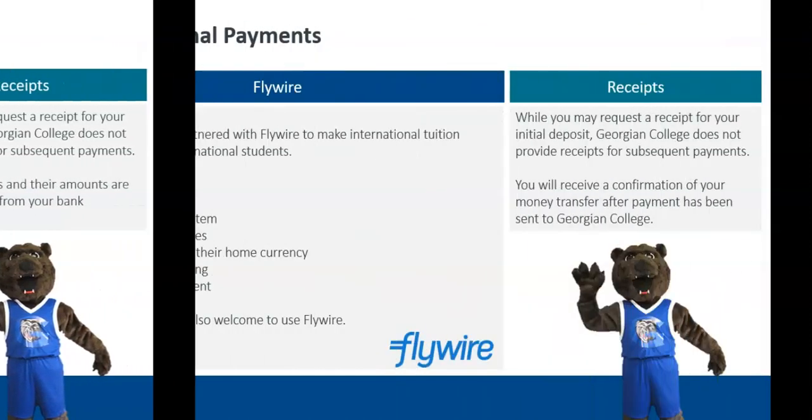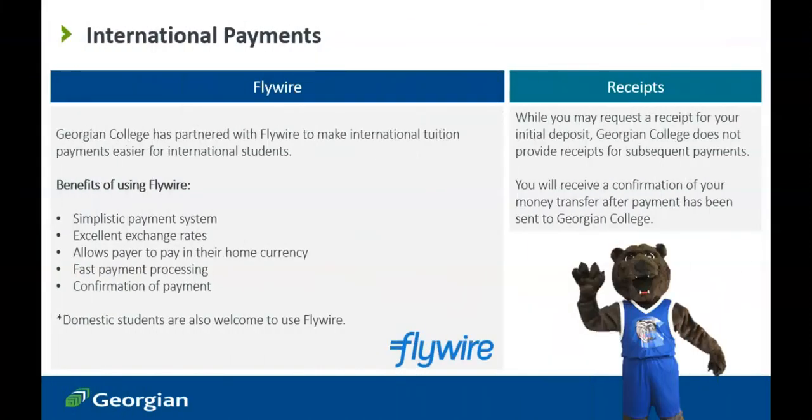Let's now explore payments made outside of Canada. Georgian College has partnered with Flywire to make international tuition payments easier for international students. Flywire provides excellent exchange rates in comparison to traditional banks, and in most cases allows the payer to pay in their home currency. Once the payment is received, the payee will also receive a confirmation email. Let's now learn how to access Flywire.